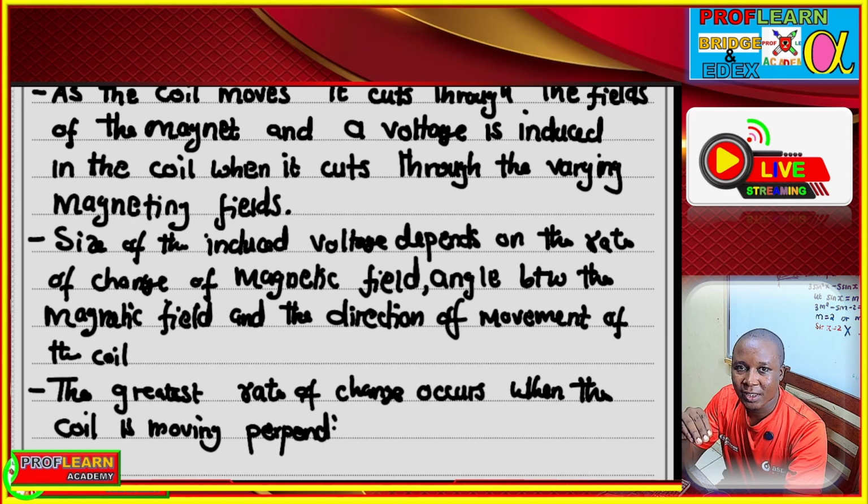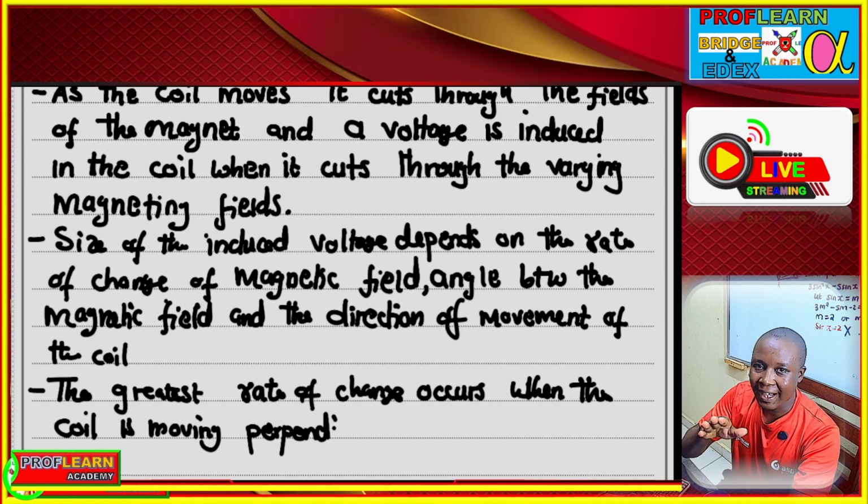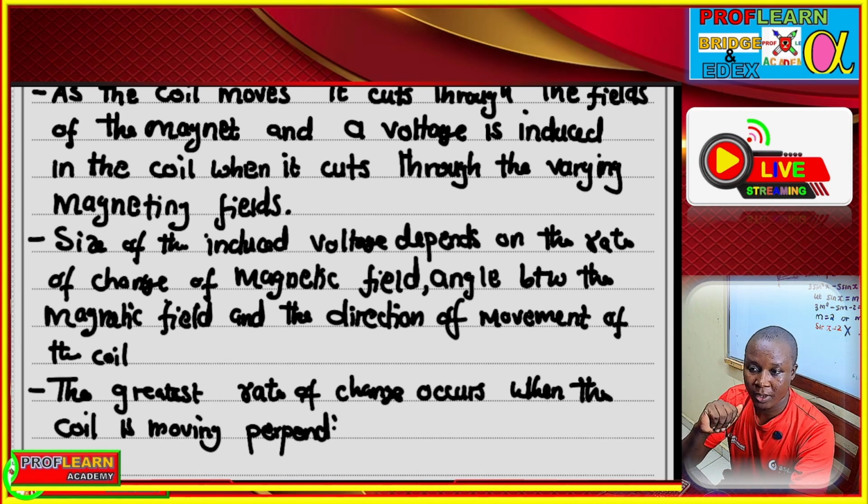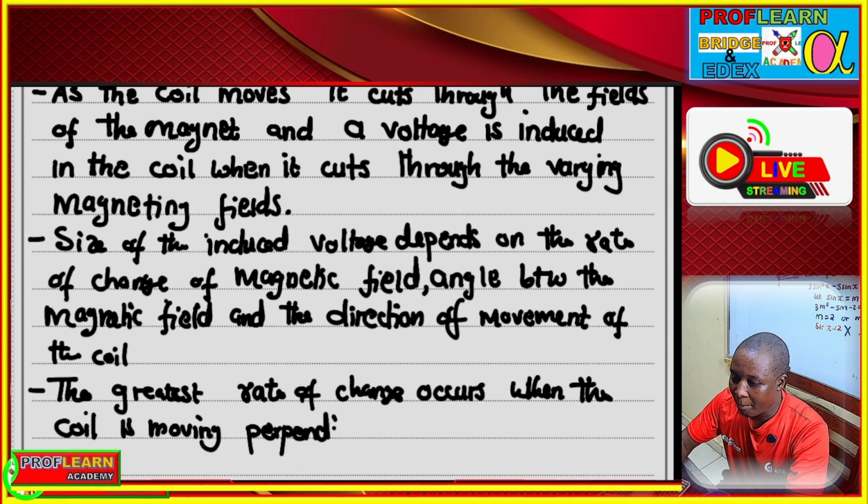The amount of induced EMF depends on the angle at which the conductor is cutting, and also on the rate at which the conductor is moving, and also the position. So when the coil is cutting perpendicularly, maximum EMF is going to be induced. But when the coil is parallel to the field, there will be no induced EMF. So that's why I'm saying the size of induced voltage depends on the rate of change of magnetic field and the angle between the magnetic field as well as the direction of movement. The greatest rate of change is when the coil is moving perpendicularly.